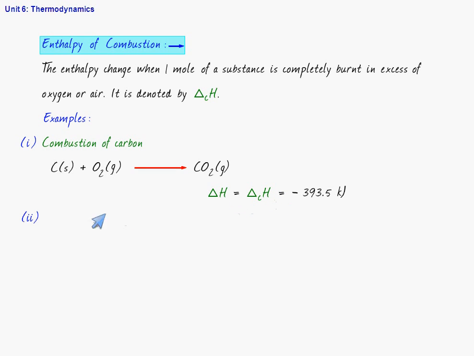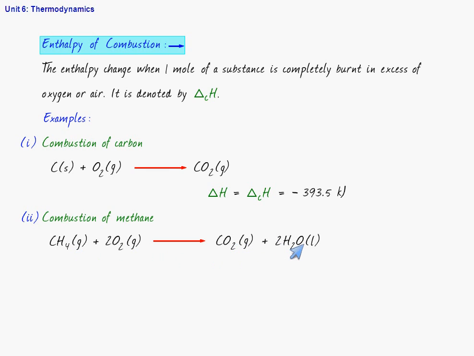Then second example is combustion of methane. The reaction is CH4 gas plus 2O2 gas gives CO2 gas plus 2H2O liquid. Now here delta CH is equal to minus 890.3 kilojoule. What does it mean? It means that when 1 mole of methane is completely burnt, 890.3 kilojoule of energy or heat is released.